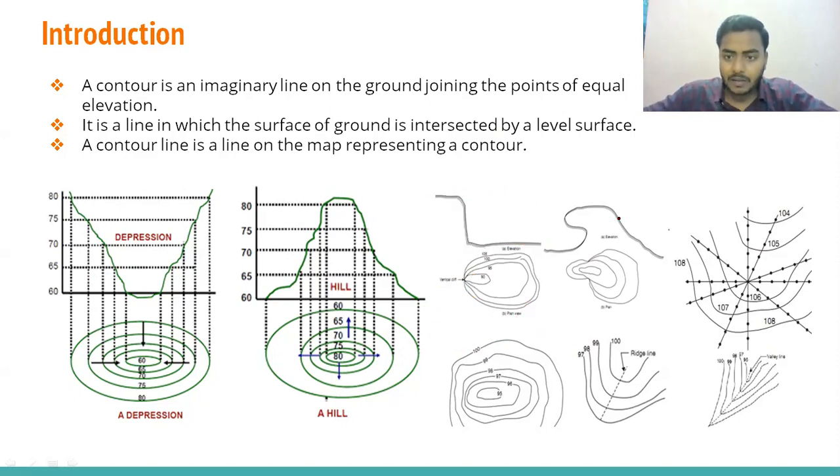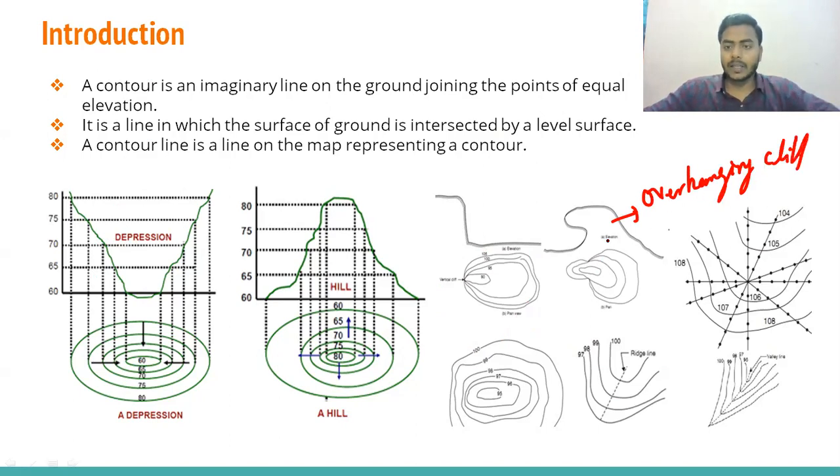Come to this section. This is the example of an overhanging cliff. In this case you can see at this point and this point we are getting two elevations. This point has a different elevation and this point has a different elevation. So how can we then draw a horizontal? You can see that at this point the contour lines will intersect.